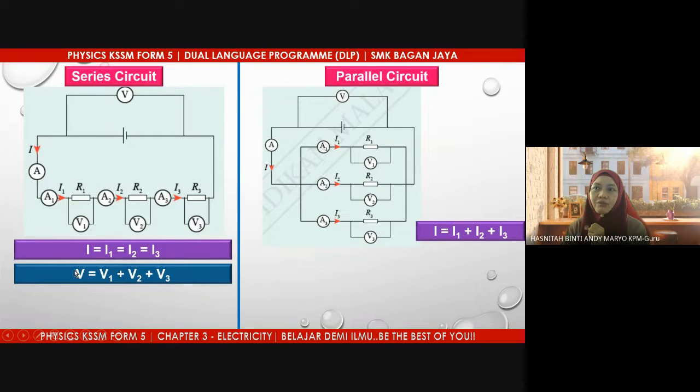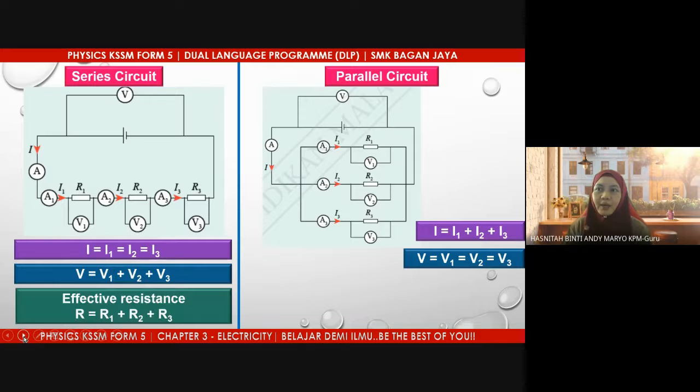Second, how to find potential difference. For series, students, the potential difference supplied by the dry cell, V, equals V1 plus V2 plus V3, the potential difference for each conductor in the circuit. Meanwhile, for parallel, the potential difference in each branch is the same. V, the potential difference supplied by the dry cell, equals the potential difference of the first conductor, equals that of the second conductor, and equals that of the third conductor. Easy, all the same. If this one is 6 volt, here is 6 volt, 6 volt, 6 volt. For the series, if this is 6 volt and R1, R2, and R3 are all the same, here is 2 volt for each. 2 plus 2 plus 2 finally gives you 6 volt, the total.